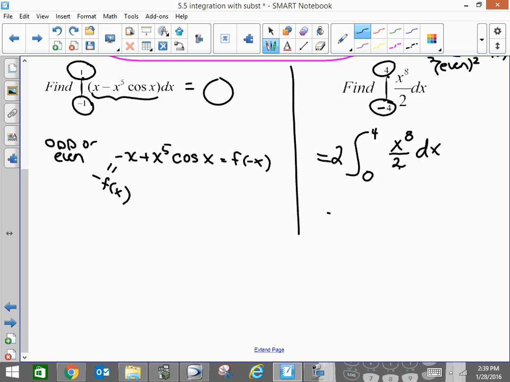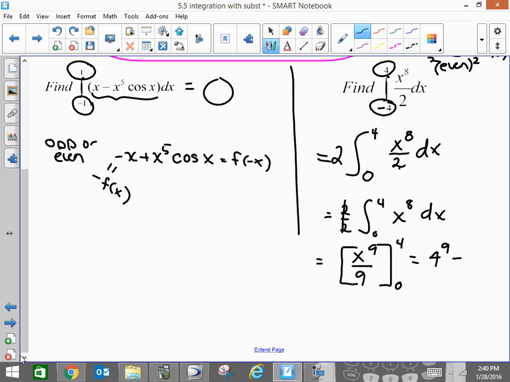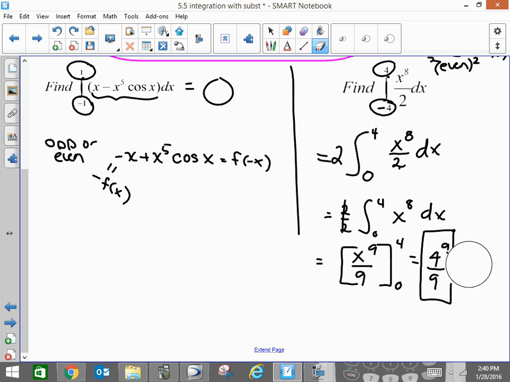This 2 can come out. 2 over 2 is 1. Okay, antiderivative. X to the 9th over 9, no substitution involved, right? 4 to the 9th minus, all right, there's your answer, whatever that is, okay? All right, now let's take a look at the graph and you'll see why that makes sense, hopefully.